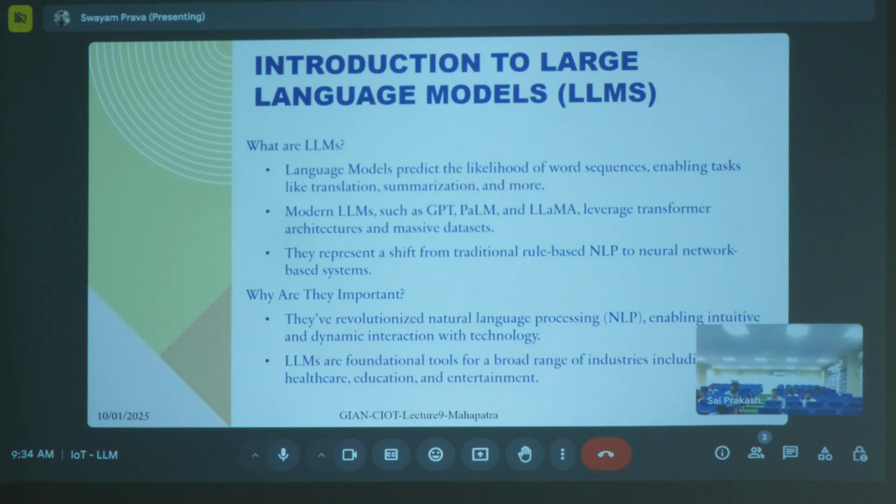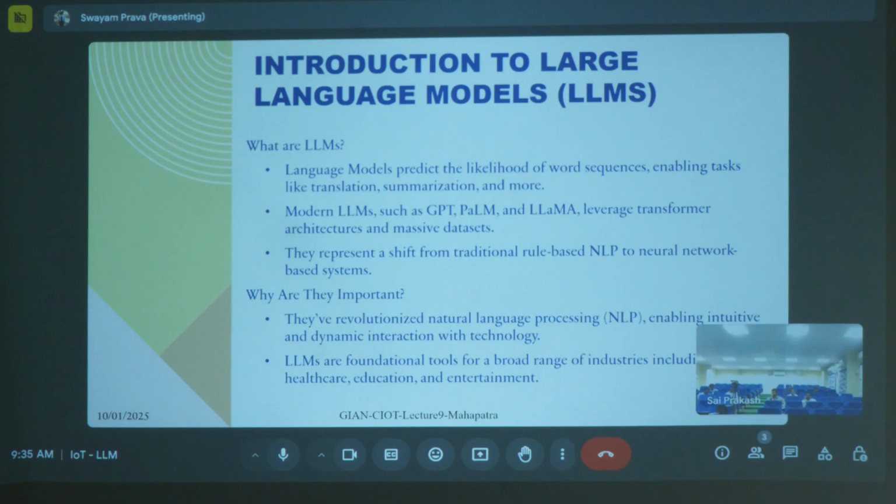Let me give you a sense of scale. Early models worked with tens of millions of parameters. Today's LLMs, like GPT-4, work with hundreds of billions of parameters. So why are they important? Because this shift in scale and architecture has fundamentally transformed industries.